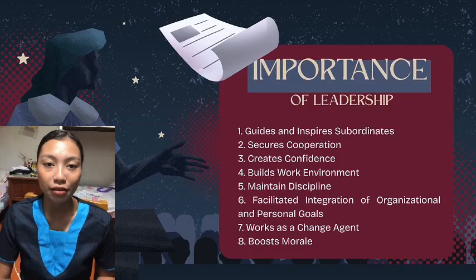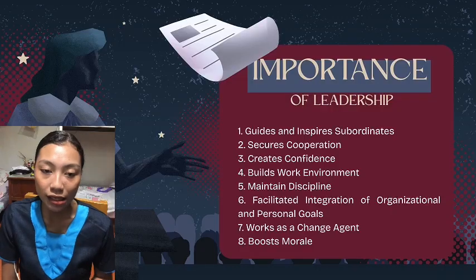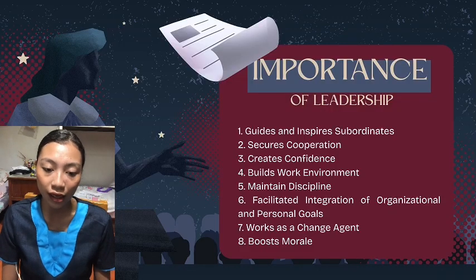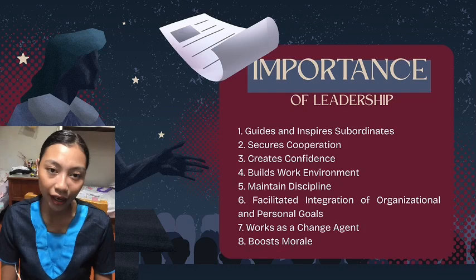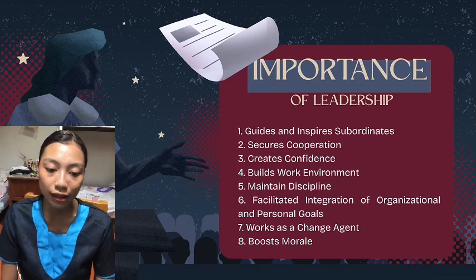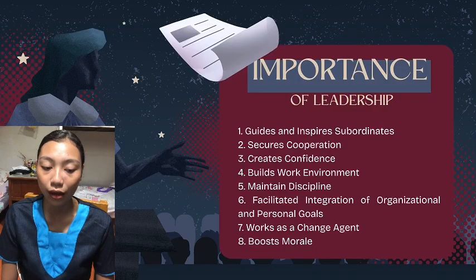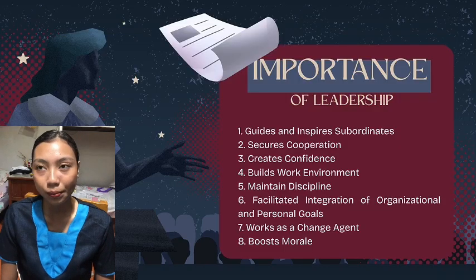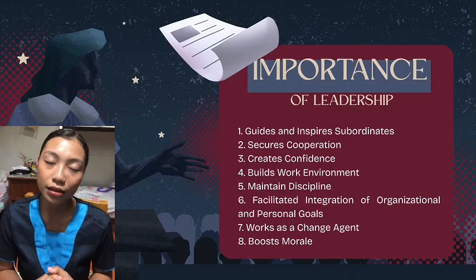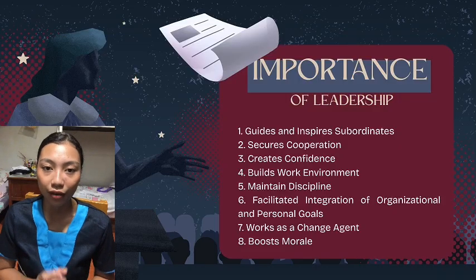The fifth importance of leadership is it maintains discipline. Leaders uphold standards and ensure accountability, which keeps operations smooth and fair. For example, a team lead who calmly addresses lateness and reinforces expectations without hostility. So leadership ensures that accountability is present in everyone. Meaning, you have to have accountability for your mistakes, which keeps operations smooth and fair.